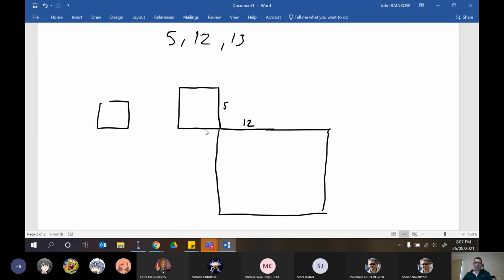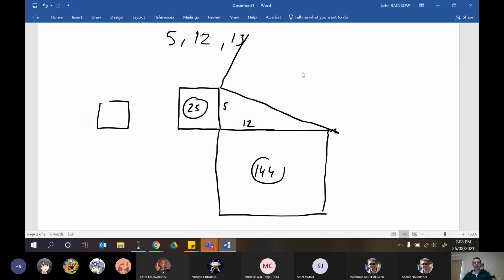And what Pythagoras realized is that actually 25 and 144, if you add those together, that will equal 169. So that will make a nice big square, which is 169. So these two areas add up to this area for it to be a right angle triangle.